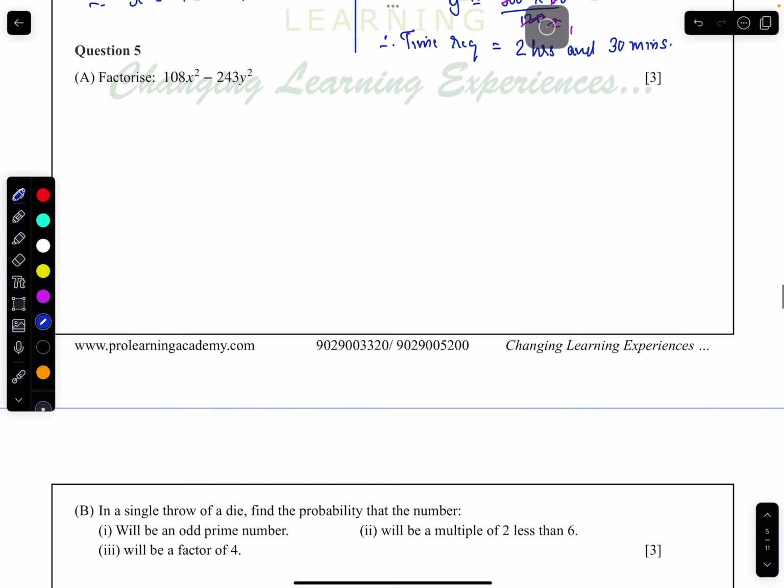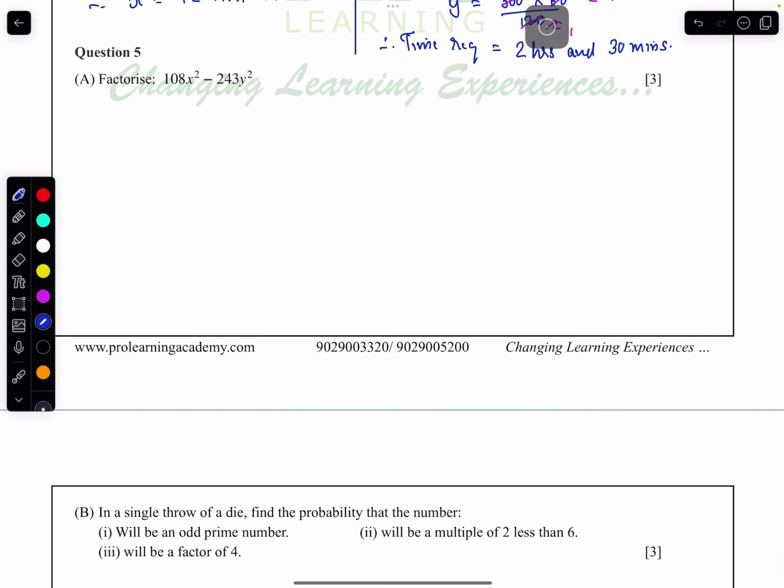We move on to question number 5. Question number 5 says factorize. So our solution is, this is 108x square minus 243y square. Whenever we have the variable squared here, and there's a minus sign here, we have to think in terms of the difference of squares identity. So the difference of squares identity is a square minus b square would mean a plus b times a minus b. Is the case with us.